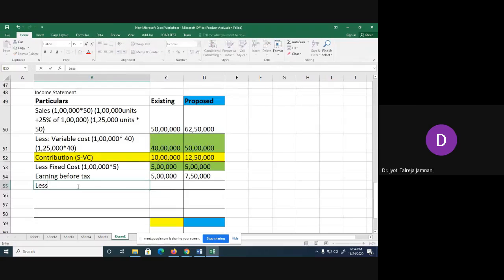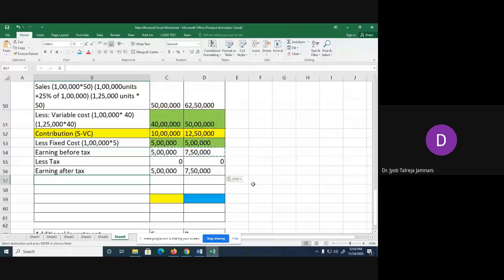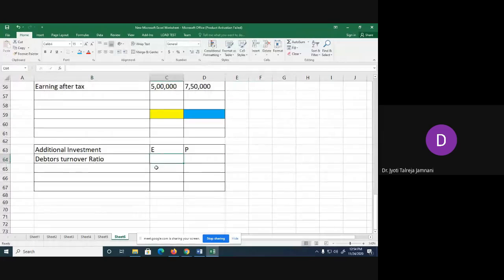Are you clear why tax is not taken? Doubts anybody? No, ma'am. So earning after tax will be the same, and we show tax as 0 so that the valuator understands that even if tax is given, you are ready to take it. Okay, so debtors turnover ratio, the formula is 360 divided by average collection period.